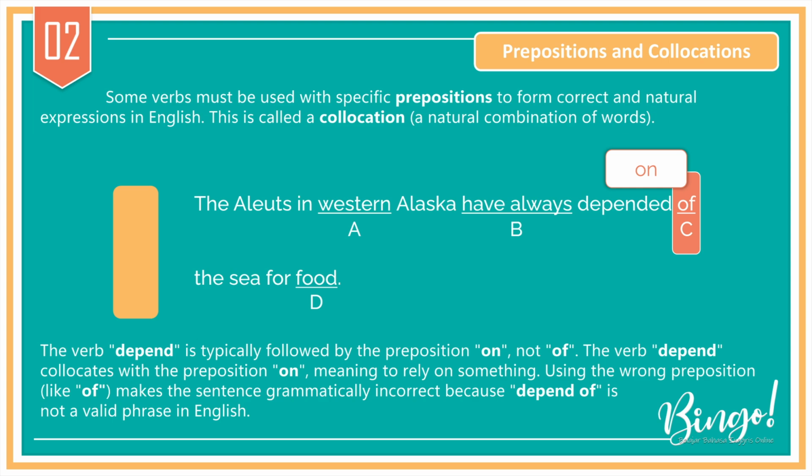The verb depend collocates with the preposition on, meaning to rely on something. Using the wrong preposition, like of, makes the sentence grammatically incorrect because depend of is not a valid phrase in English.